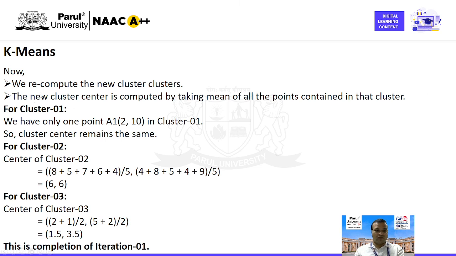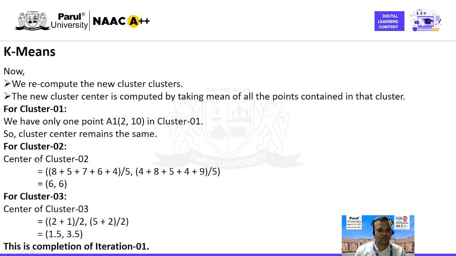Now we recompute the new clusters. The new cluster center is computed by taking the mean of all the points contained in that cluster. For cluster number 1, we have only one point, A1, 2, 10. So the cluster center remains the same because it has only one point. How can we calculate the mean? Not possible. So the cluster center remains the same for cluster number 1.